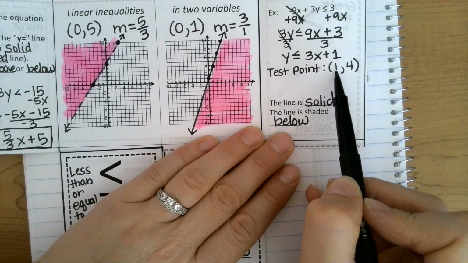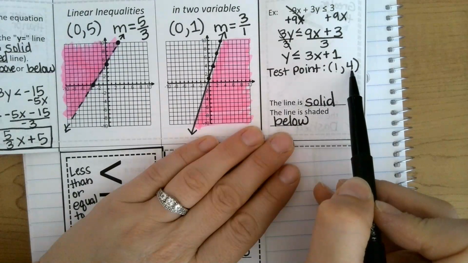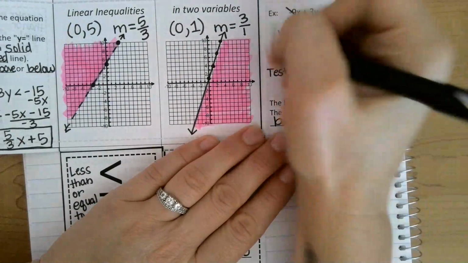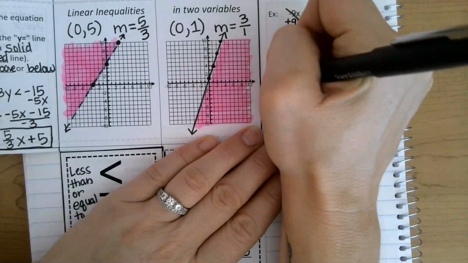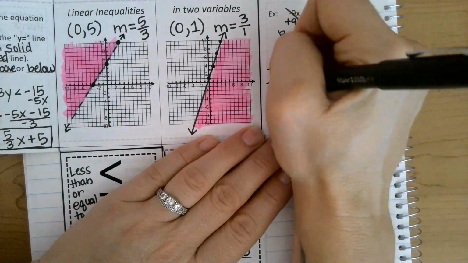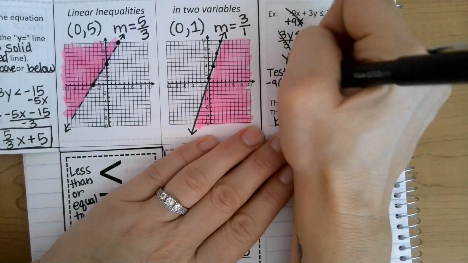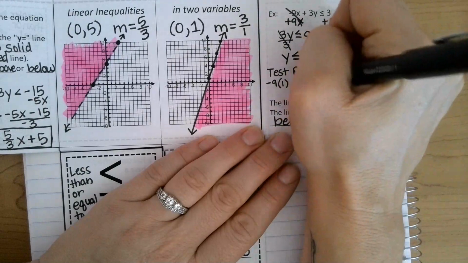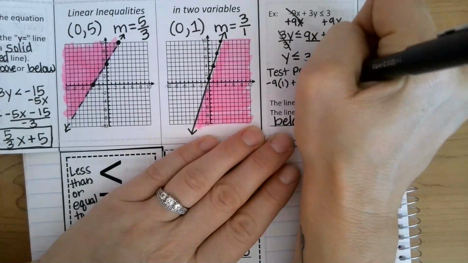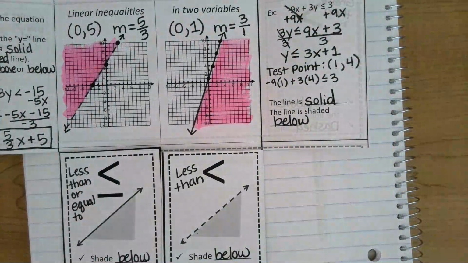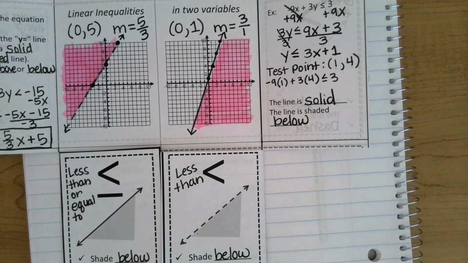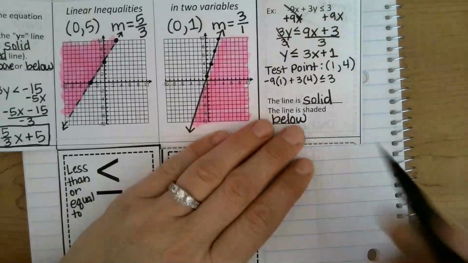So remember, 1 is your x value, 4 is your y value, so we would just substitute into the original inequality. So we would do negative 9, and then for x, parentheses 1, plus 3 parentheses 4 is less than or equal to 3. And then remember, we want it to be a true statement just to make sure you're shading it. So I might even do this before you shade it, just so you know that you're shading the right side. And then solve it.